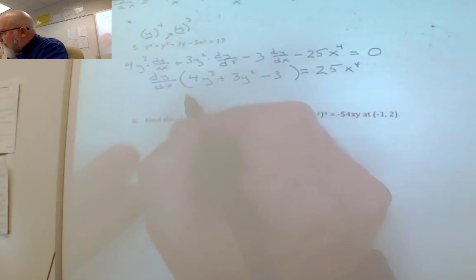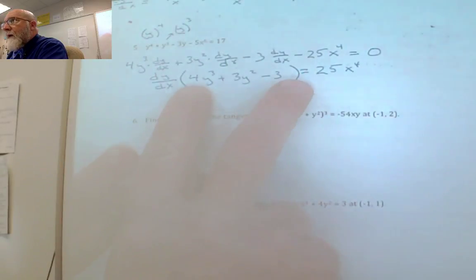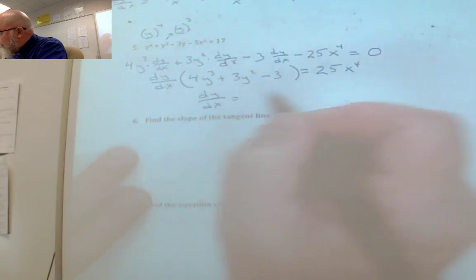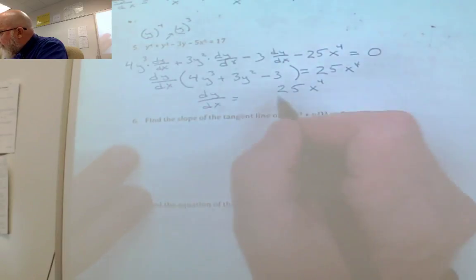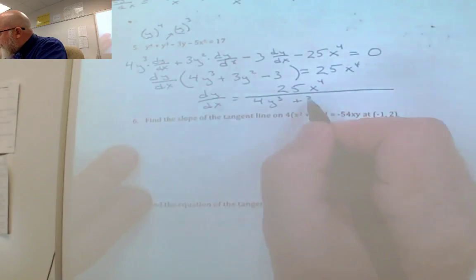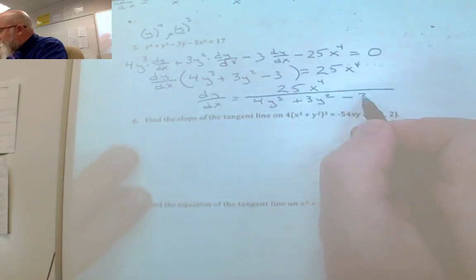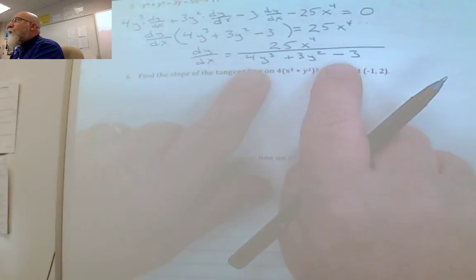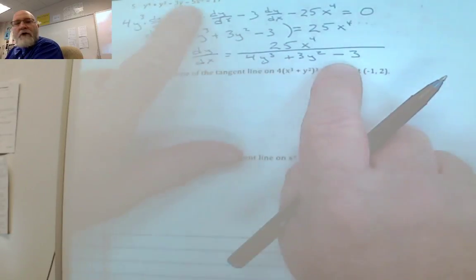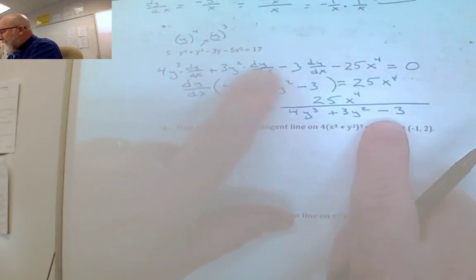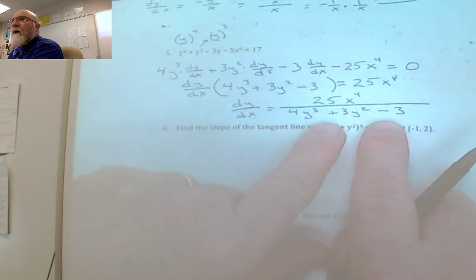And then I'm going to divide both sides by that quantity. So dy dx is equal to 25x to the fourth over 4y cubed plus 3y squared minus 3. What does this give you? If I know a point that's on this graph, I plug in x in here, y down here, and I'll know the slope of the tangent line at that point.